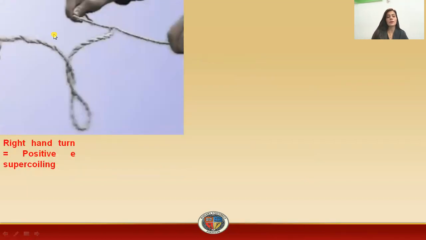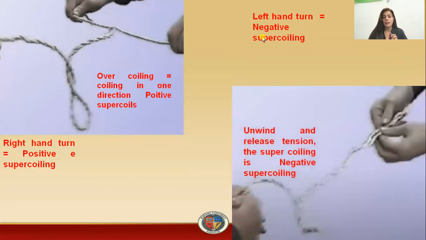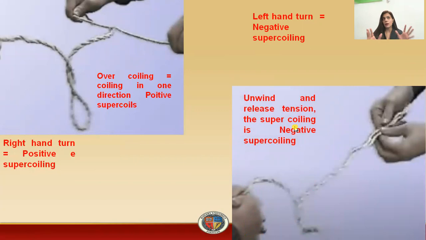This is the diagram representing positive supercoiling. Positive supercoiling is the right-handed turning or coiling. This is the overcoiling in one direction, that is the positive supercoiling or right-handed coiling. Now, left-handed coiling is the negative supercoiling. This occurs when you unwind or release the tension. So the resultant coiling in this case will be the negative supercoiling.